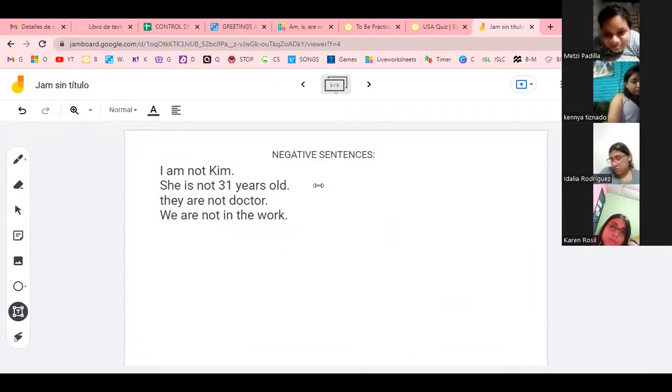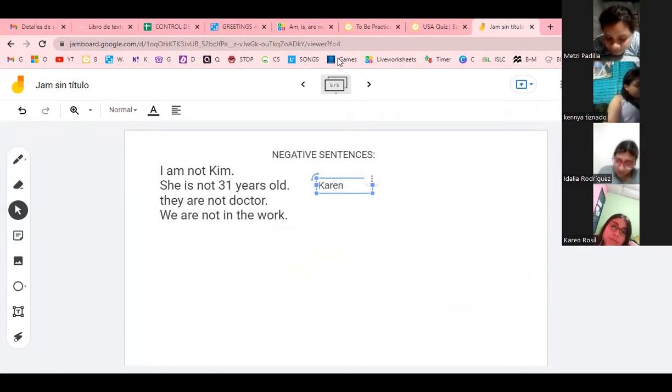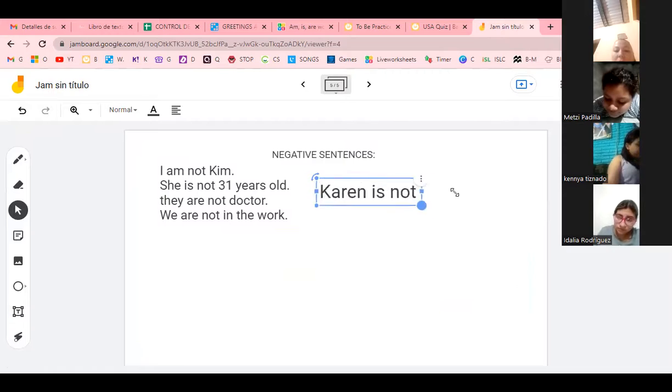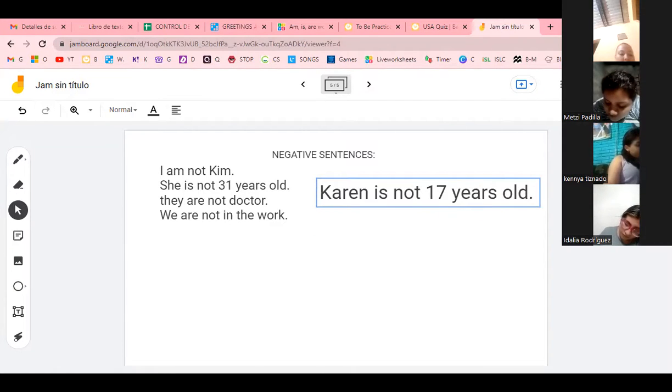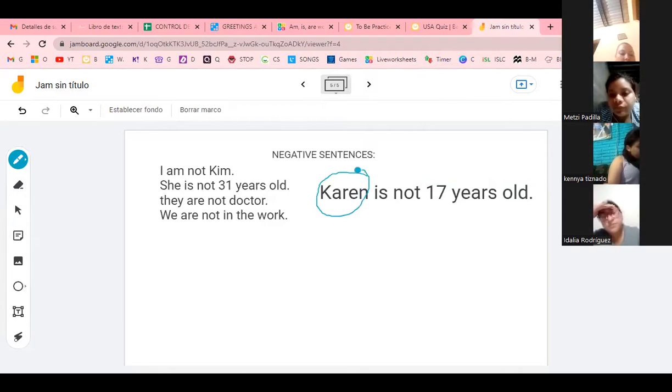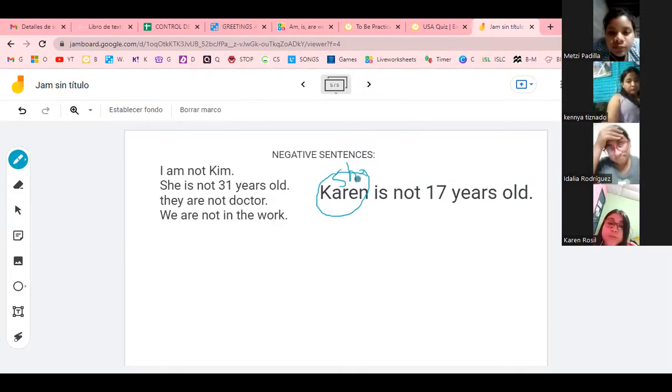Por ejemplo, yo puedo decir, Karen, ¿cuál sería el verbo to be en negativo para Karen? It's not. Karen is not, vamos a poner acá una edad. One age. 17 years old. Yes, very good. Karen is not 17 years old. Y miren, ¿por qué va con is not? Porque Karen, recuerden que es nuestro imaginario, sería she. Y en nuestra mente va a estar ese she, que ahí no lo vamos a escribir, pero lo vamos a tener en nuestra mentecita.